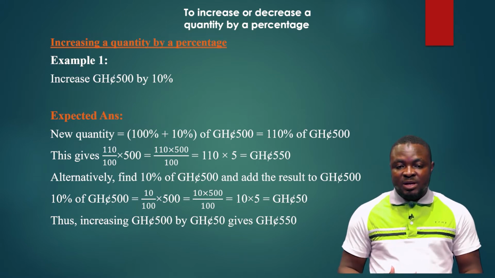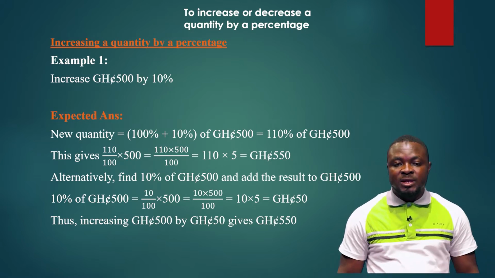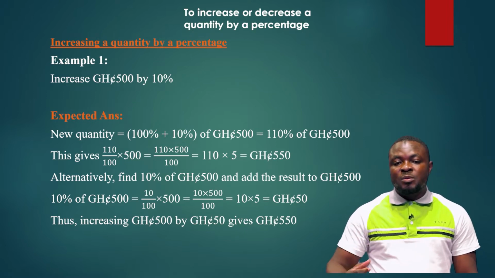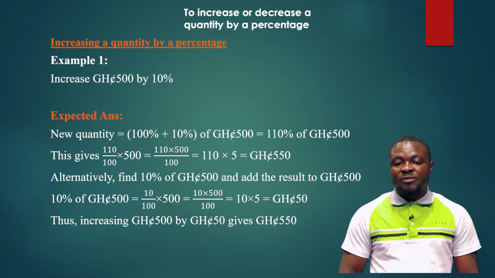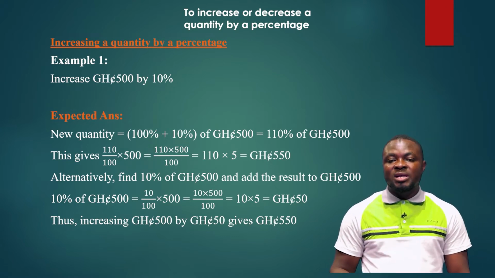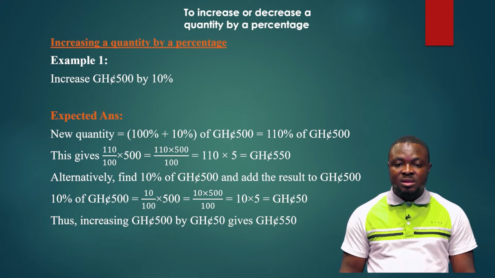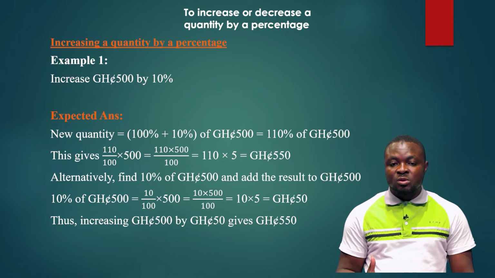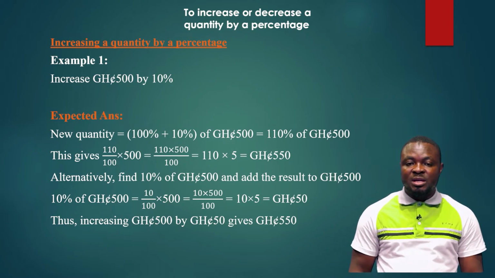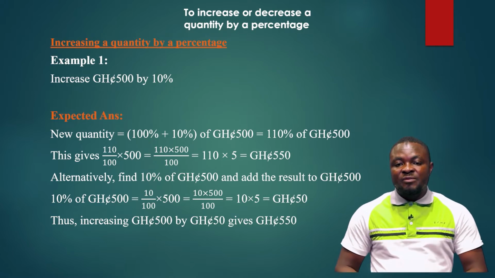Oftentimes when you get a fraction, like a mathematical operation like this, try to reduce it to its simplest without necessarily using a calculator. It makes you smarter. So if you have 110 divided by 100 times 500, it follows from the rule that we follow when multiplying fractions by whole numbers. You take the whole number and multiply by the numerator. So we rewrite it as 110 times 500 divided by 100. You see, the denominator is carrying 2 zeros. The numerator is carrying 3 zeros. So 2 of the zeros will go with 2 of the zeros in the numerator. So you end up with 110 times 5. When you multiply 110 by 5, you end up with 550 Ghana cedis. So if you increase 500 Ghana cedis by 10%, you end up with 550 Ghana cedis.